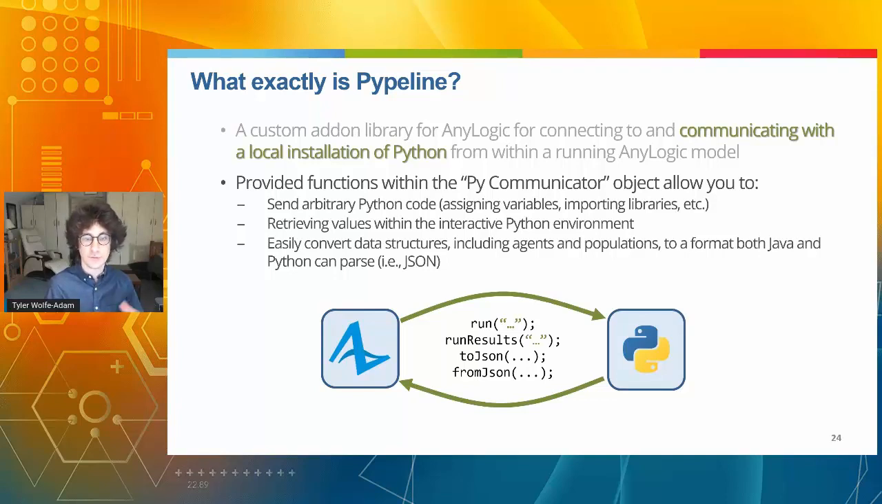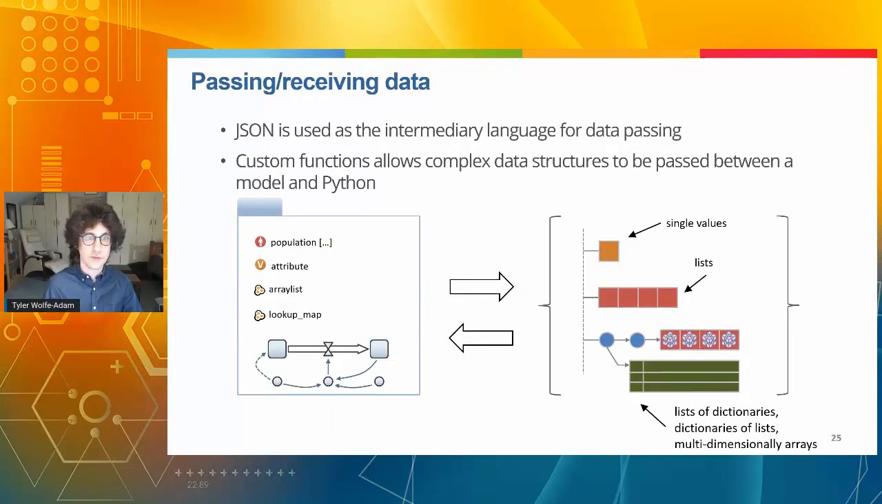And then there are additionally some other functions that allow you to convert to and from JSON. So JSON is an intermediary language that's used between AnyLogic and Python for data passing. And it stands for JavaScript Object Notation. It's a common format used on the web.